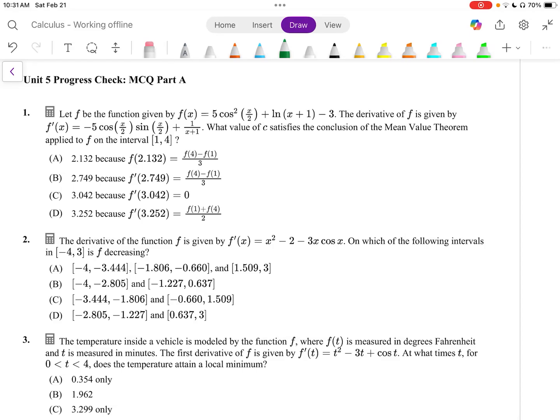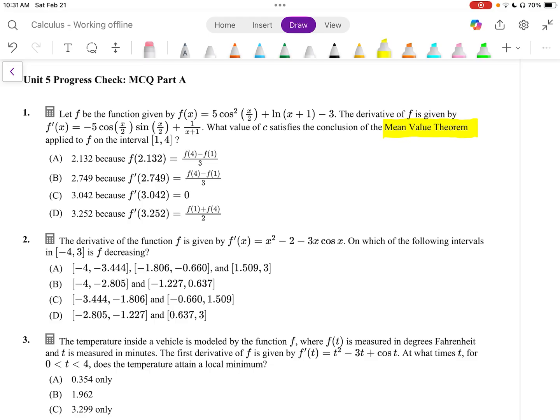This is the Unit 5 progress check part A. So number one is a calculator question. Let f be the function given by that right there. The derivative of f is given right there. What value of c satisfies the conclusion of the mean value theorem applied to f on the interval 1 to 4? So we want to apply the mean value theorem.